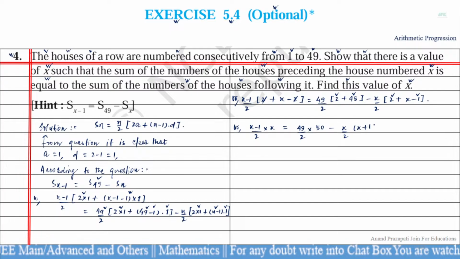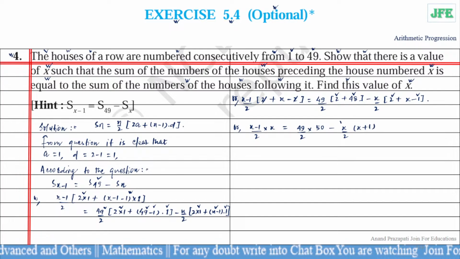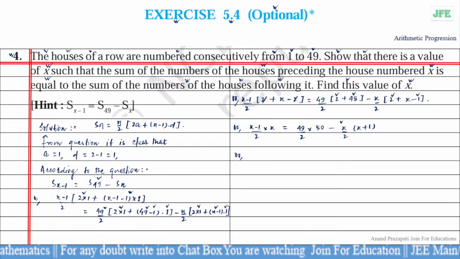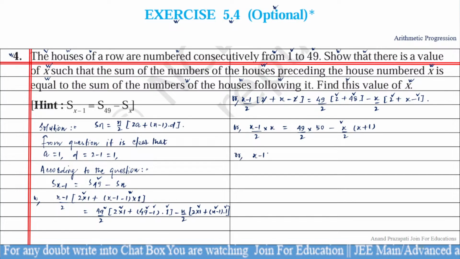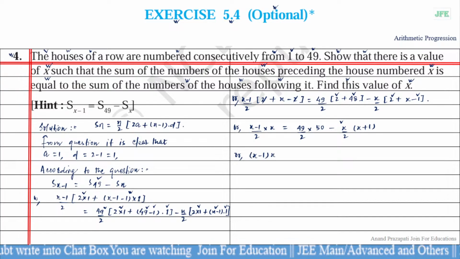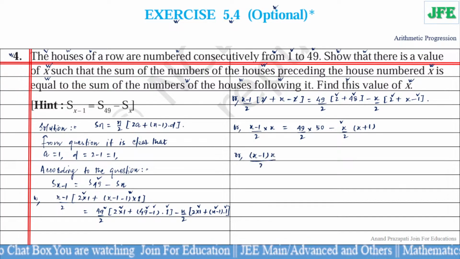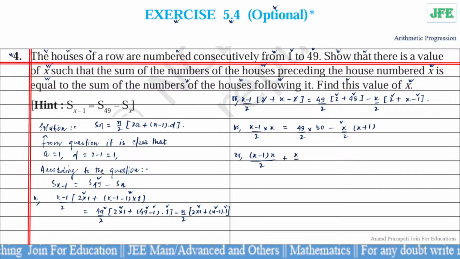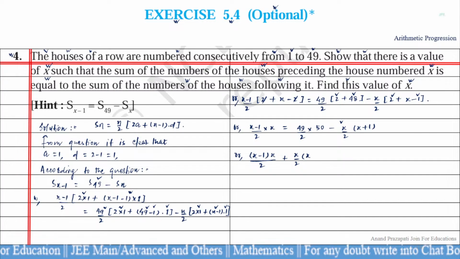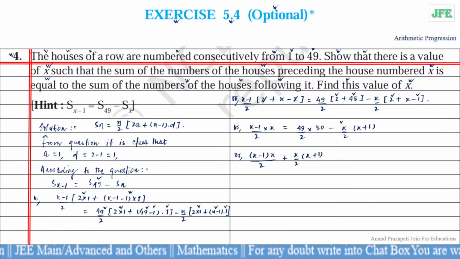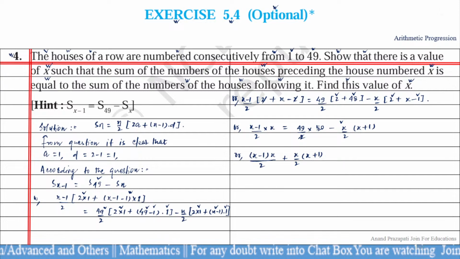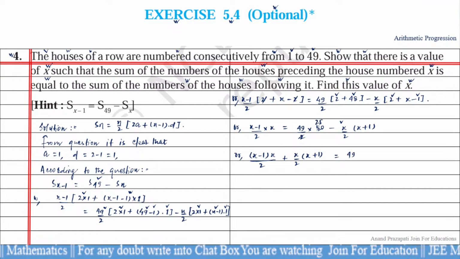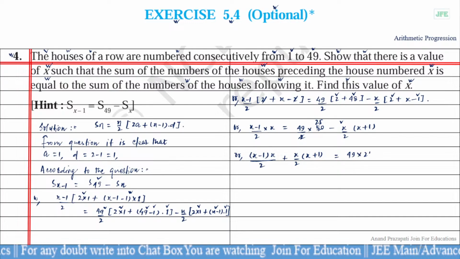x plus 1. Now we move this term to the left hand side, then we get (x minus 1) into x by 2 plus x by 2 into (x plus 1). We cancelled out this one, then we get 49 into 25.